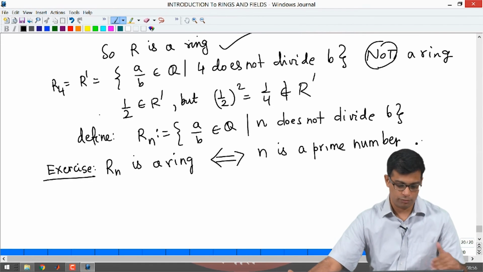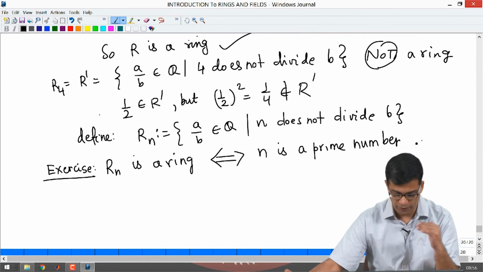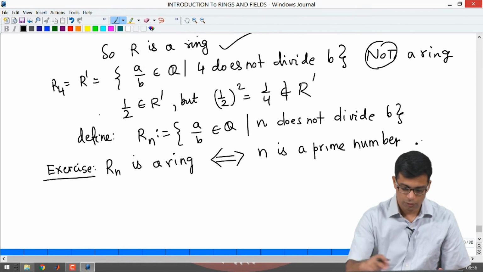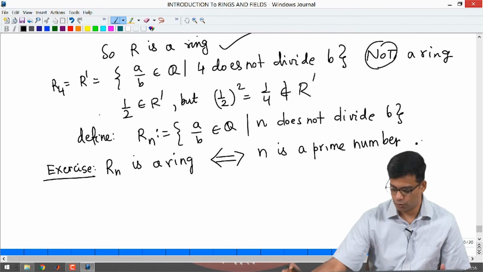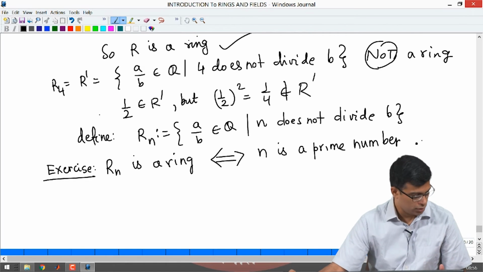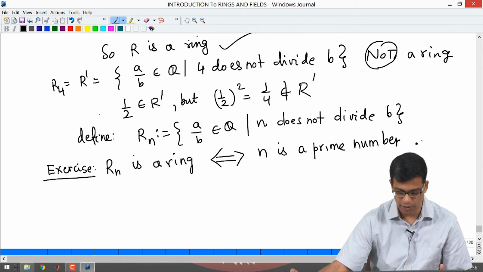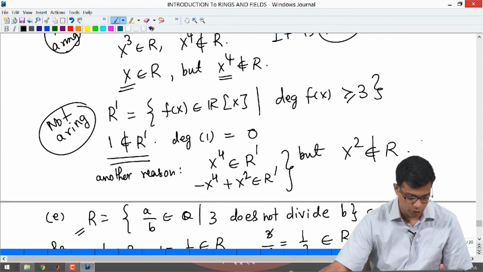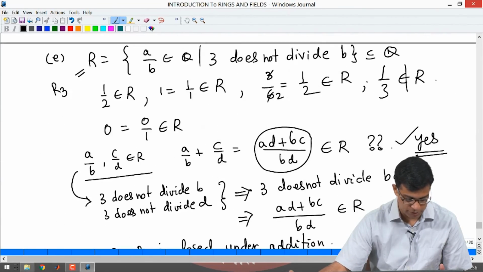So, exactly the same idea. If n is not a prime number, it is a product of two numbers, and then you can use what I have done here for 1 by 2 to show that R_n is not a ring. If n is a prime number, use the problem about R_3 to prove this. So, this is a good exercise for you to do. Okay. So, let us do one more final thing about whether something is a ring or not.